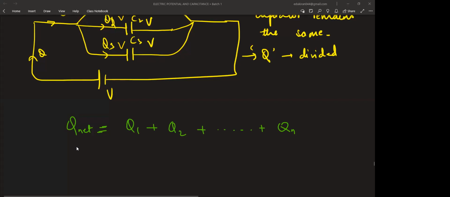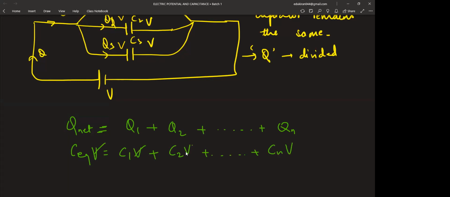So when we are writing the individual capacitance, this will be C equivalent into potential. This will be C1 into V, because potential is not changing, C2 into V, up till C nth into V. So voltages will get cancelled this time. So C equivalent in parallel combination is the algebraic addition of all the capacitances which are present. This is the formula.